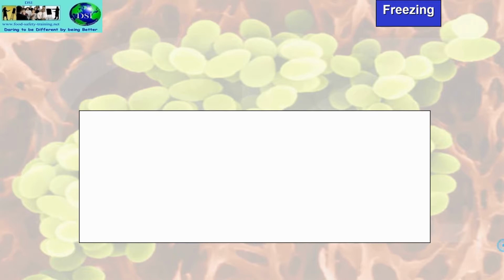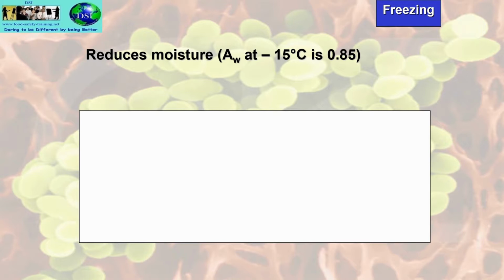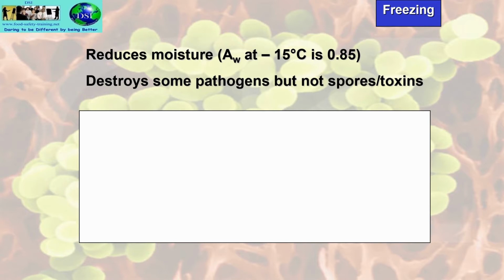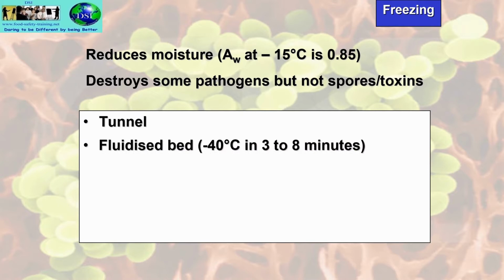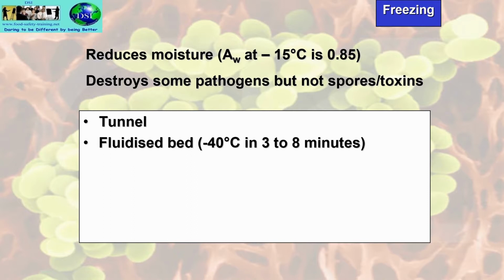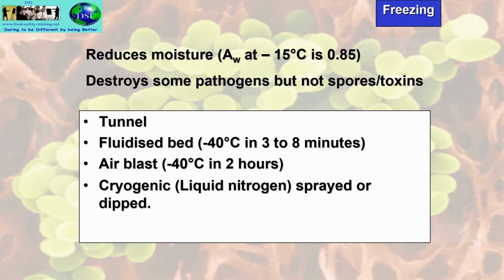Freezing reduces moisture. The aW at minus 50°C is 0.85. It destroys some pathogens, but not spores or toxins, and it doesn't destroy all pathogens. We've got different types of freezing. We've got tunnel freezing, fluidized bed freezing, that's at minus 40°C, between 3 and 8 minutes. We've got air blasted, minus 40°C in 2 hours. Cryogenic, use of liquid nitrogen sprayed or dipped. Again, there's more details of these processes within the supply notes.